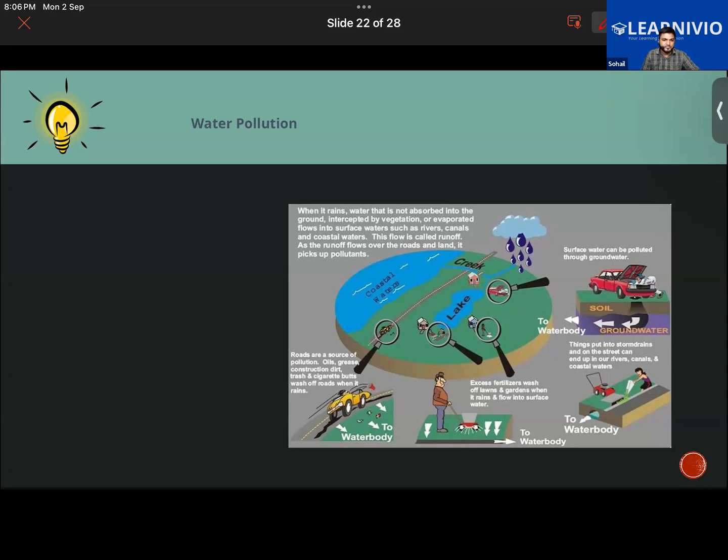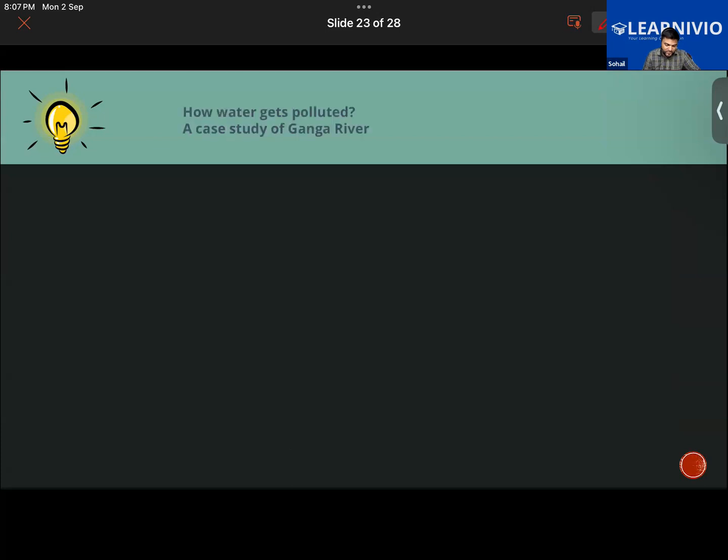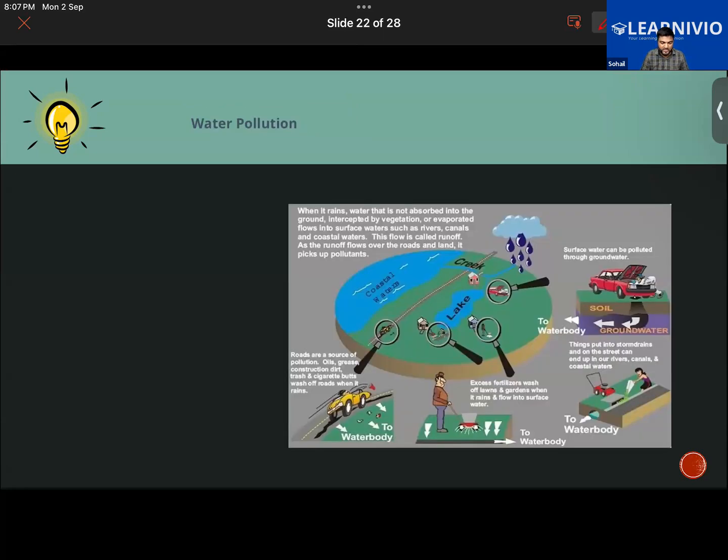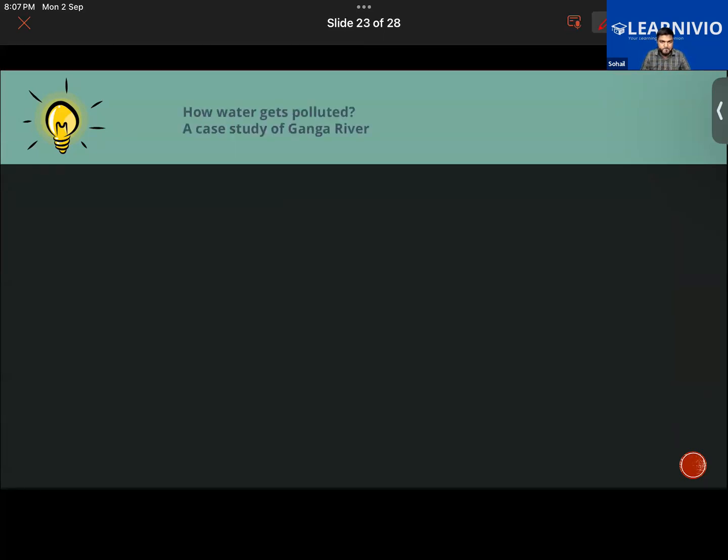So the addition of these biological, physical, and chemical wastes will result in water pollution. Hope you guys have understood what water pollution is. I'm not writing the definition because otherwise we will not be able to complete the chapter in this class. If you have doubts in that, you can just ask me.